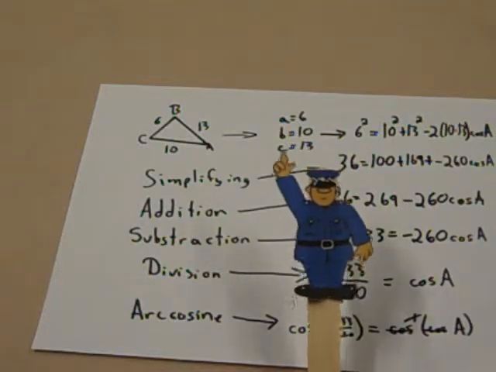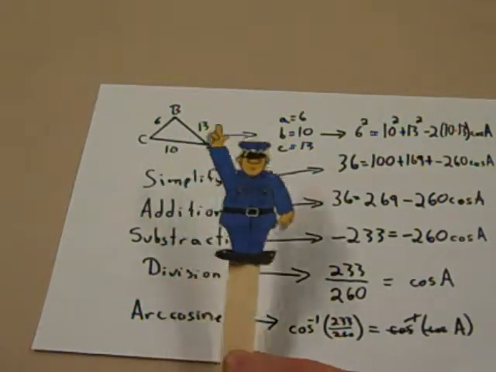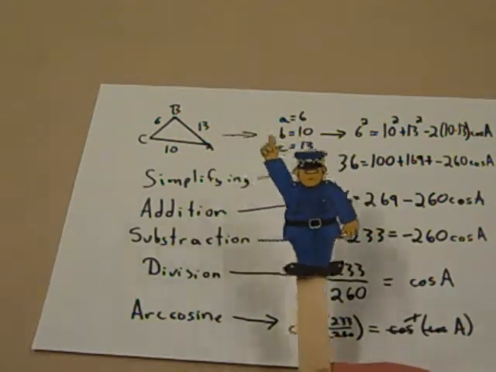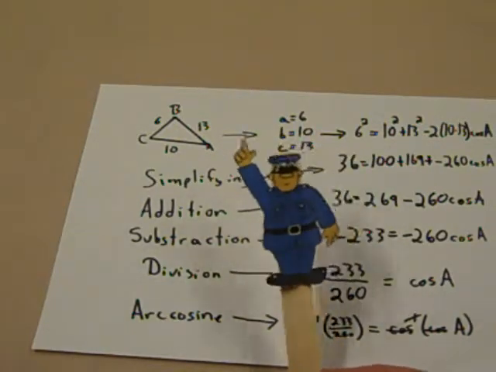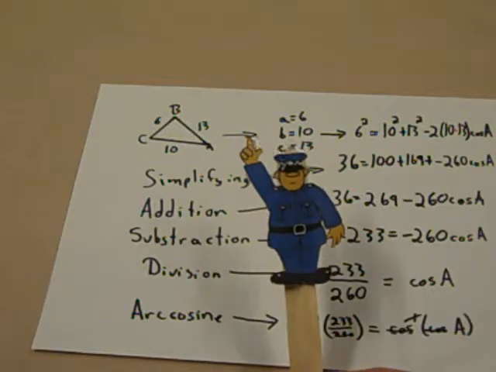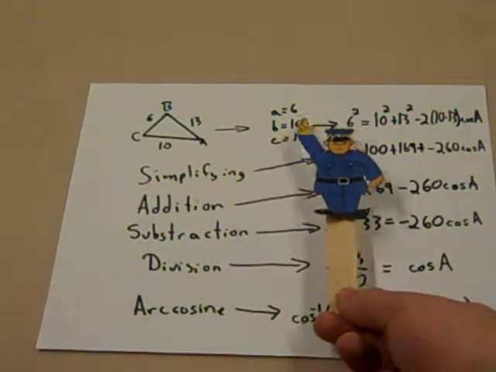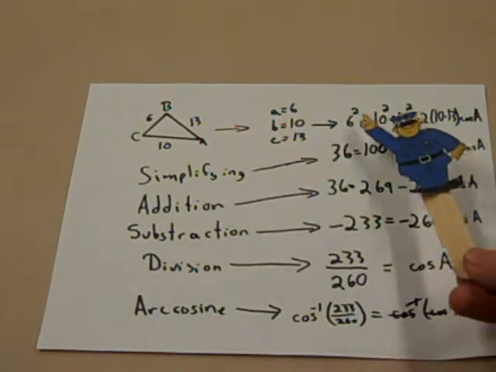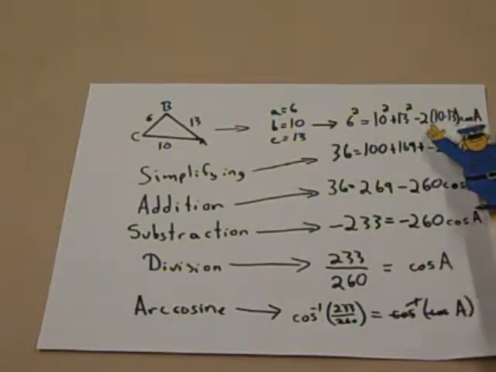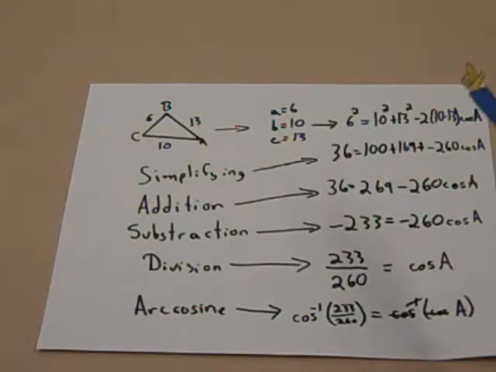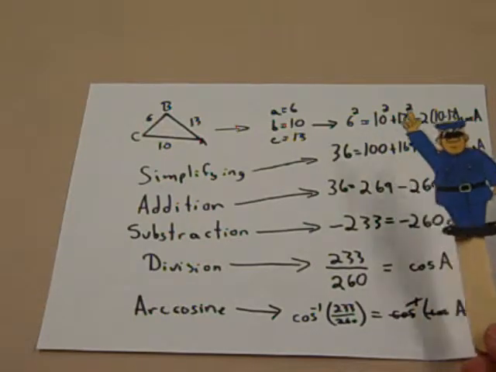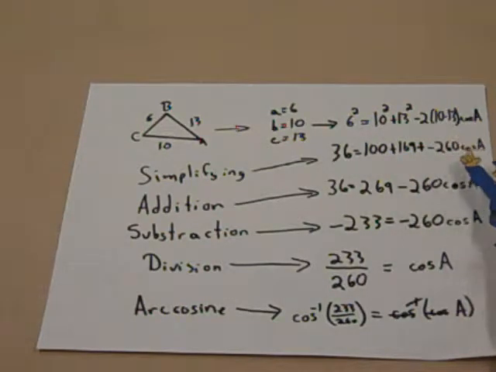Well, we have a triangle with sides 6, 13, and 10. So the first step is to plug it into the equation. I assume you already know the equation. A squared equals b squared plus c squared minus 2bc cosine A. Then you must put in your values, and by setting a equals 6, b equals 10, and c equals 13, then we have that 6 squared equals 10 squared plus 13 squared minus 2 times (10 times 13) cosine A. Therefore, by going another step, we have that 36 equals 100 plus 169 minus 260 cosine A.